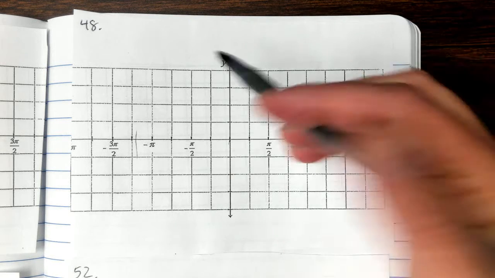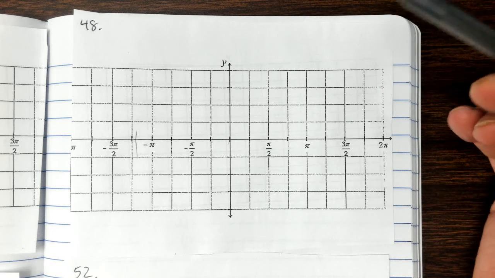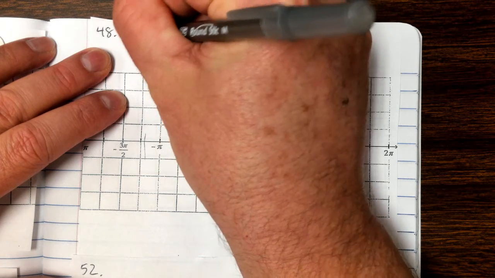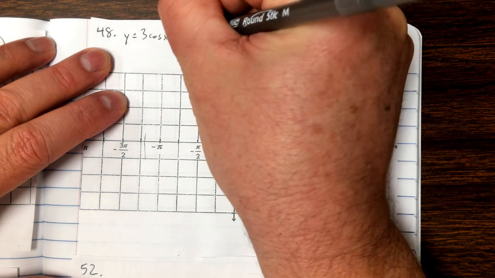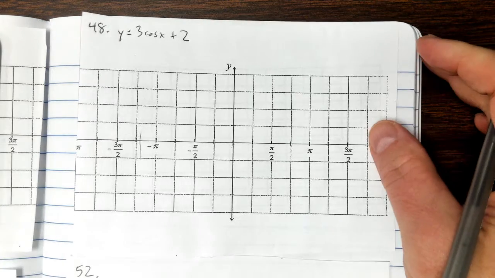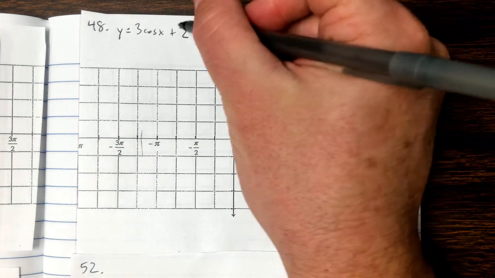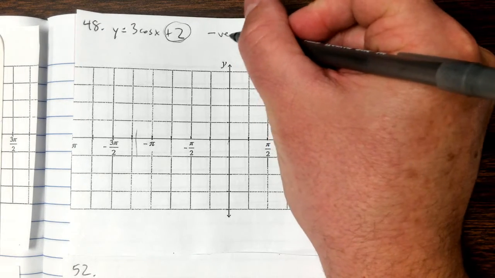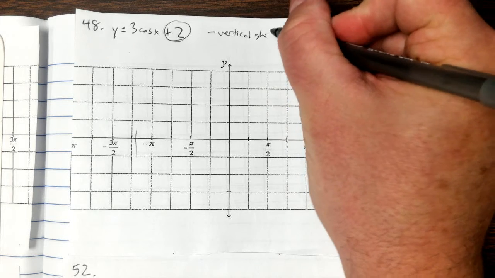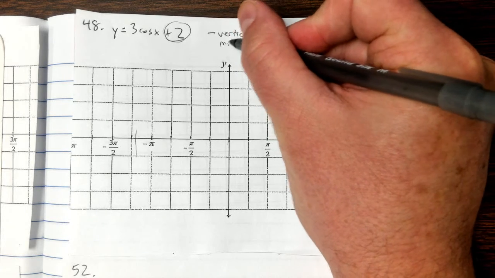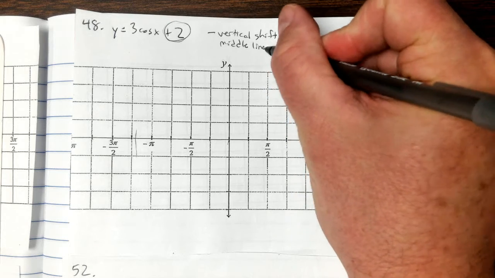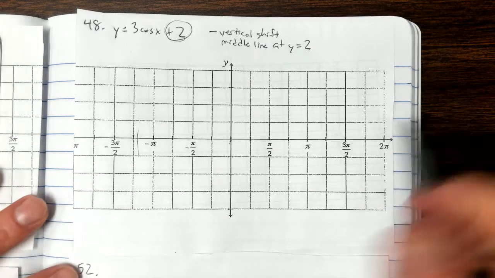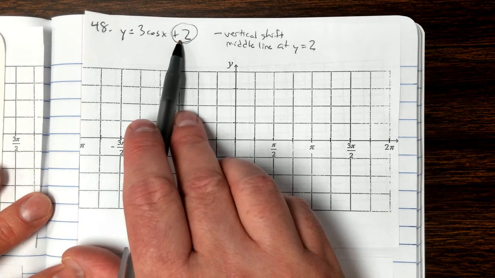Okay, so now we're going to continue on 48 on 6-4, and this one says y equal 3 cosine x plus 2. So this is the first one that has a vertical shift. You notice this little plus 2 means it's going to be a vertical shift. And so you're going to have a middle line at y equal 2. So let's see. 3 cosine x plus 2.